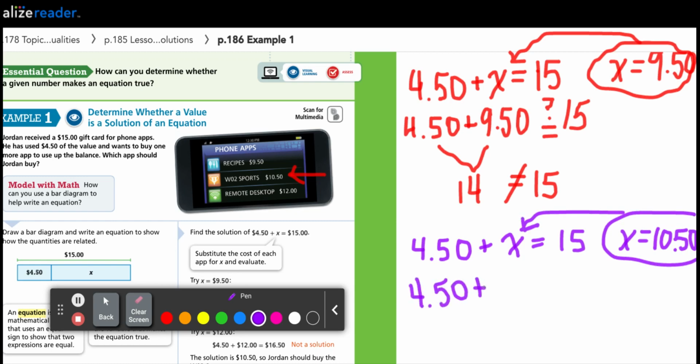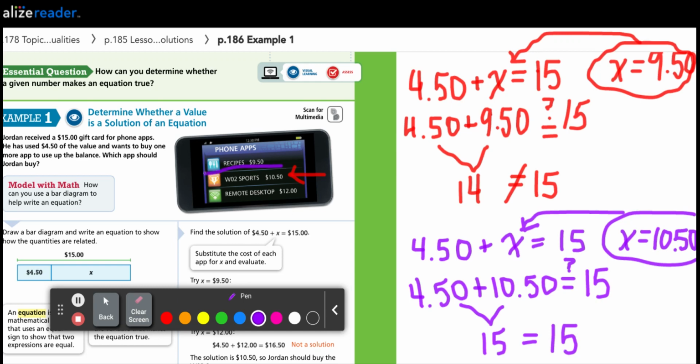$4.50 plus $10.50. Will that equal $15? Well, let's put it in our calculator. 4.5 plus 10.5 is 15. So 15 equals 15. That means he can buy that sports app for $10.50 and use up all of the money on his gift card.